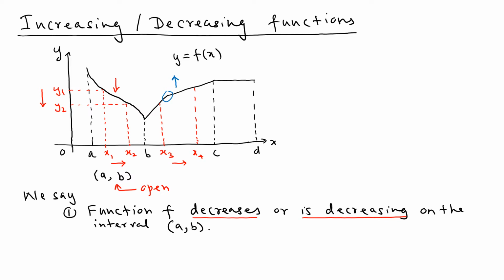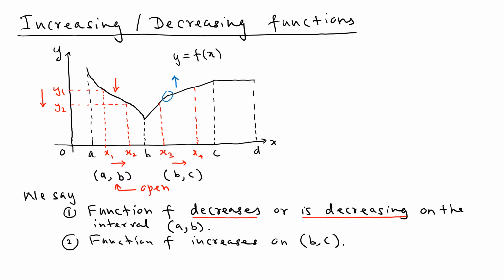And the corresponding interval now is B to C. So it's B comma C. That's the open interval we are talking about now, the BC interval. So for this case, we can say a function f increases on B comma C, open interval B comma C.